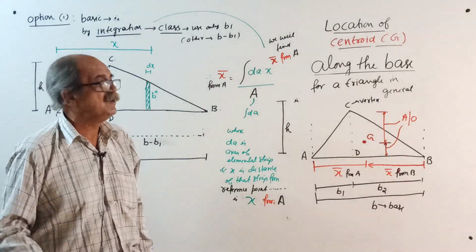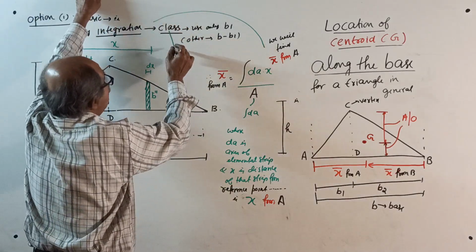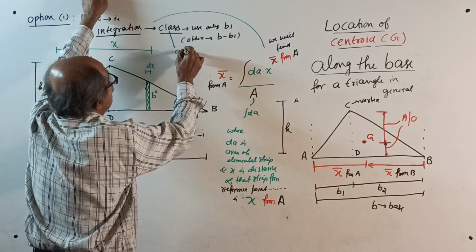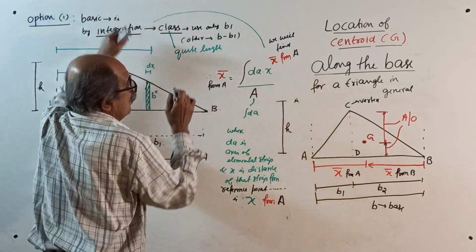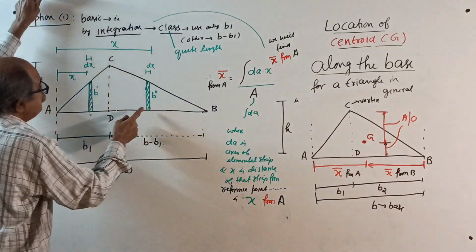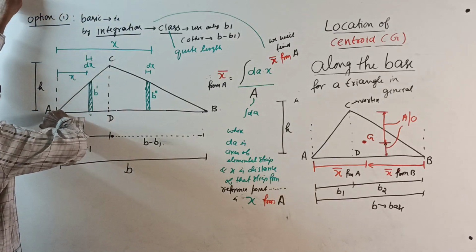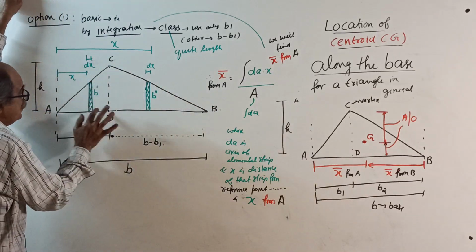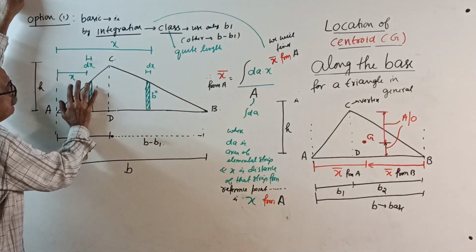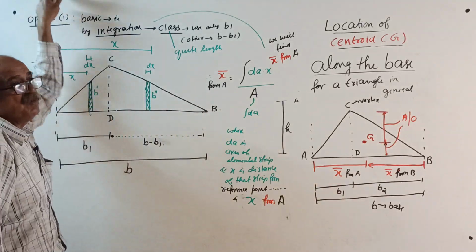Now, one note in the class. This is quite lengthy. Because when you take a strip here, a single strip you can't cover. It goes this way and turns here. So from A to D you have to take a strip, and one more strip from D to B. Two strips are required.